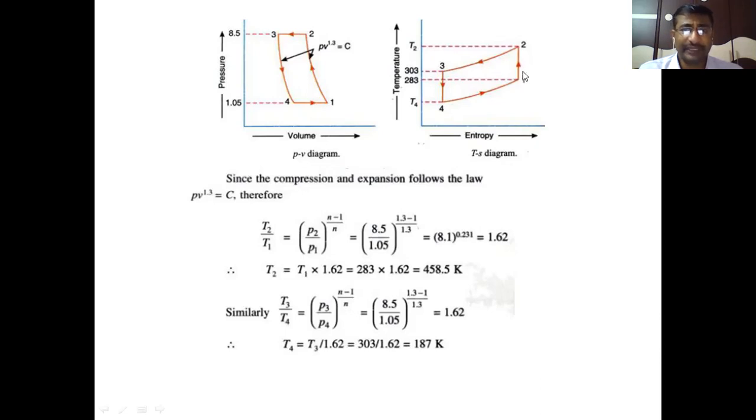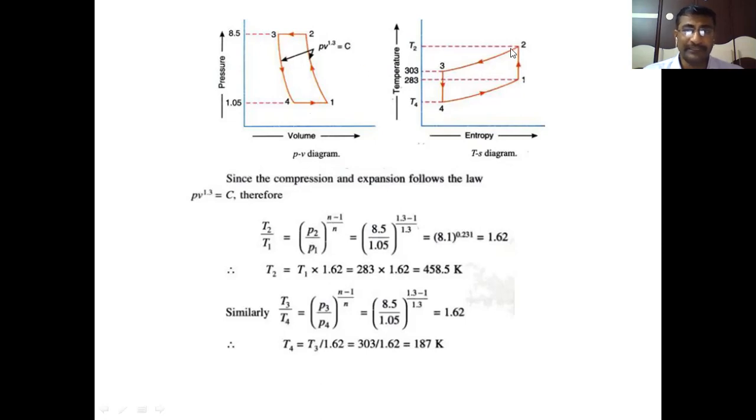Yes, students, before compression it is 283 and before expansion it is 303 Kelvin. Let us find the temperature at all the remaining points, that is at points 2 and 4. Then only can we proceed with the problem. First of all, find T2 and T4. How to find T2? Because 1 to 2 is the polytropic compression, by applying the polytropic law, T2 by T1 equals P2 by P1 whole power (n minus 1) by n, where n is the polytropic index.